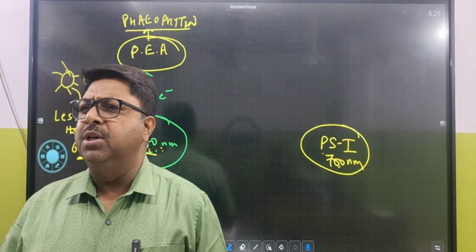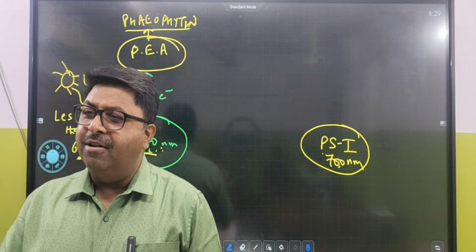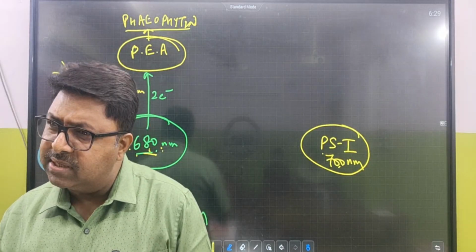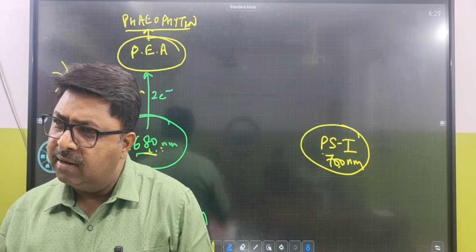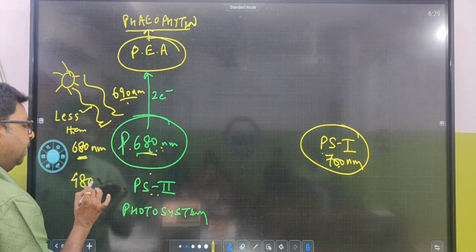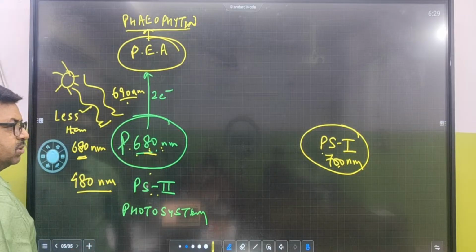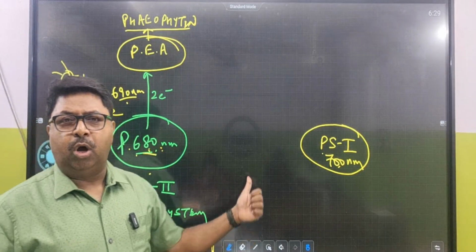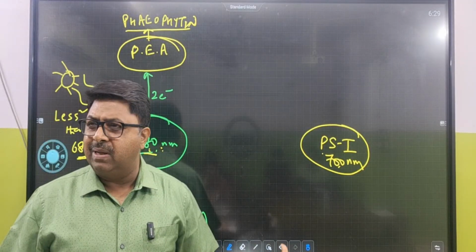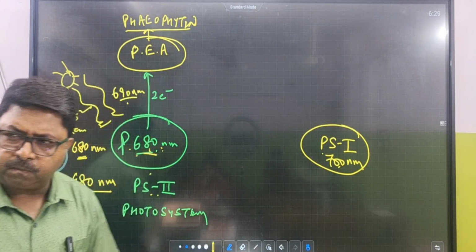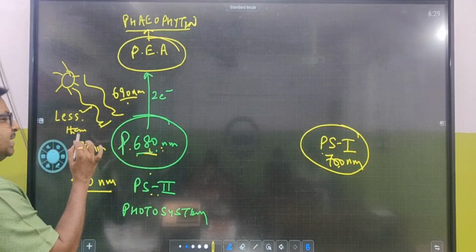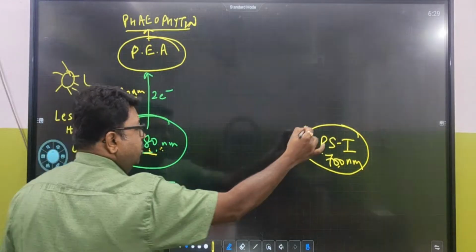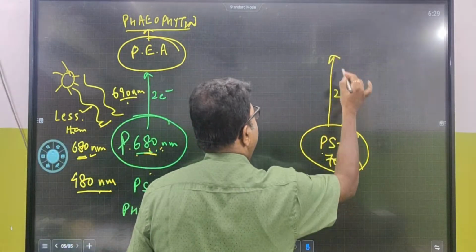If you understand this part, you will not have any problem with cyclic and non-cyclic photophosphorylation in photosynthesis. Is that clear? You tell me again, if this is the wavelength of light which comes over here, name the photosystem which gets activated. Option A PS2, option B PS1, option C both of them, option D none of them. Both of them. I said if it is less than 680 nanometer, then both will get activated, and both will make electrons flow.